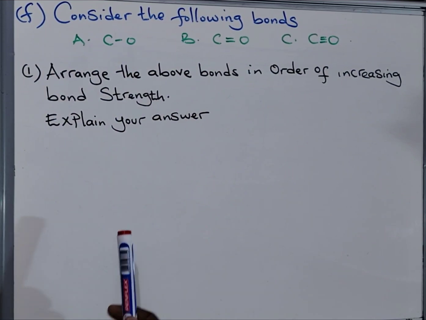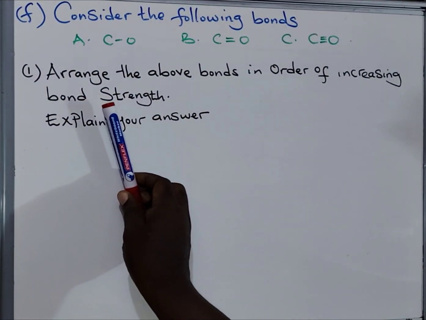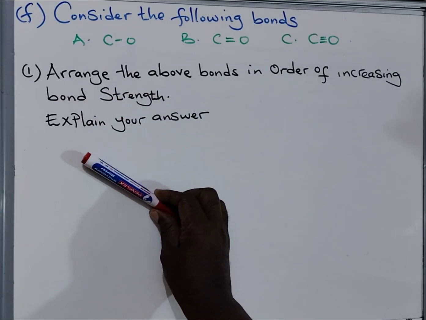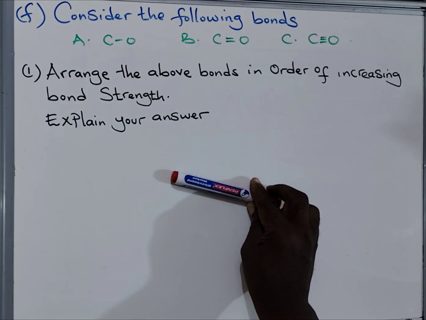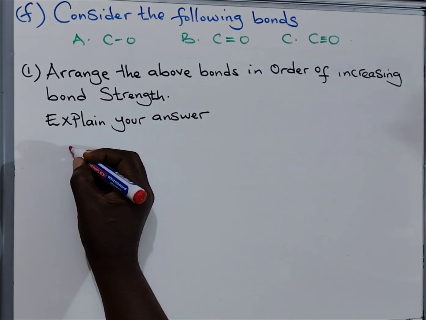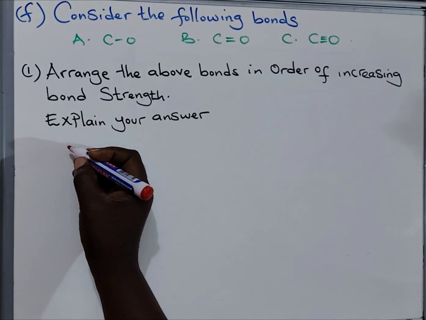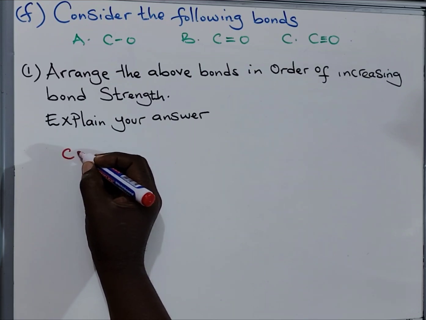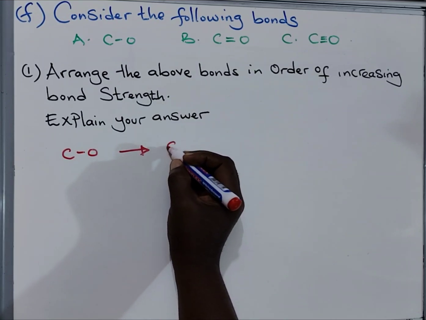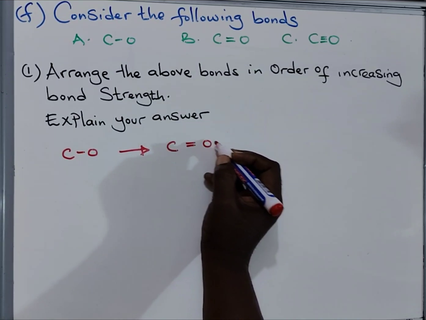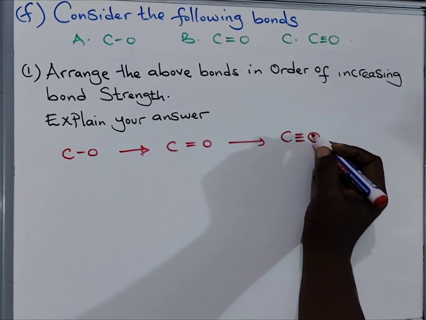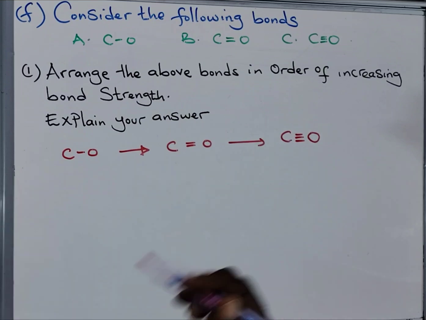Okay, then we come to this one. It says: arrange the above bonds in order of increasing bond strength. Explain your answer. The order is, they said increasing, so we start from the weakest. So it is C single bond, followed by C double bond, followed by C triple bond being the strongest.